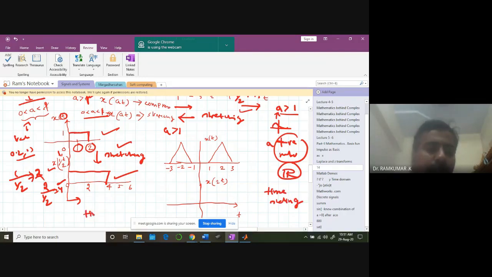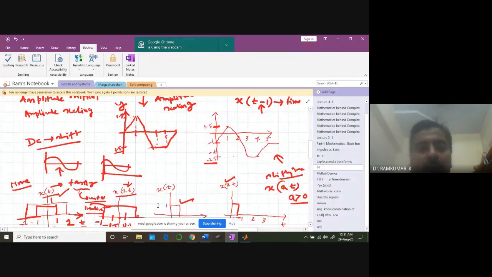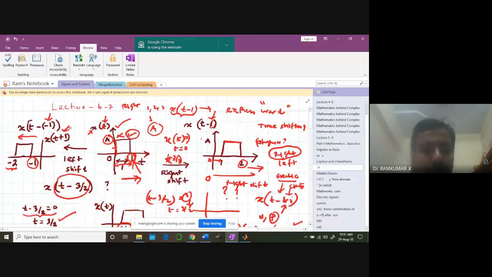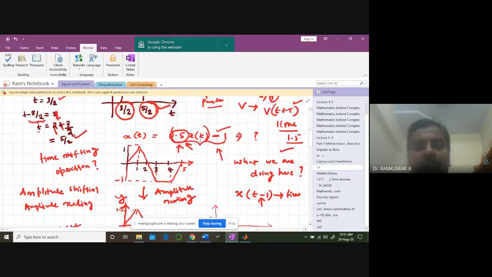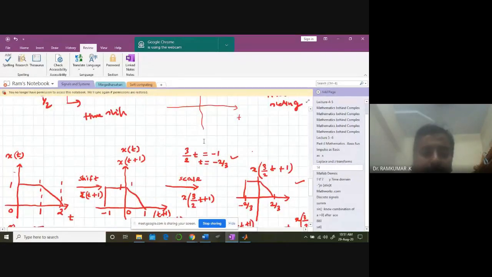Can you imagine what will happen if I do time shifting? We already learned that. Time shifting: x of t minus 1, x of t plus 1. And what will happen if I do both these operations together? There is a signal, and I first shift it by time and then scale it. Go through it carefully.